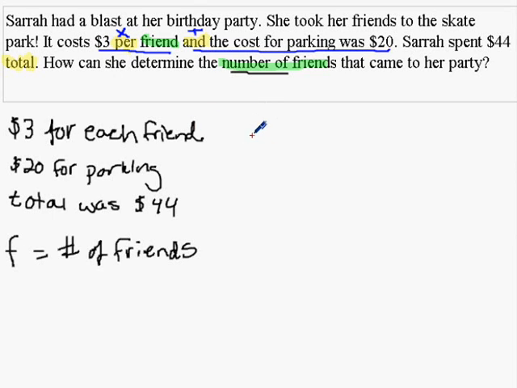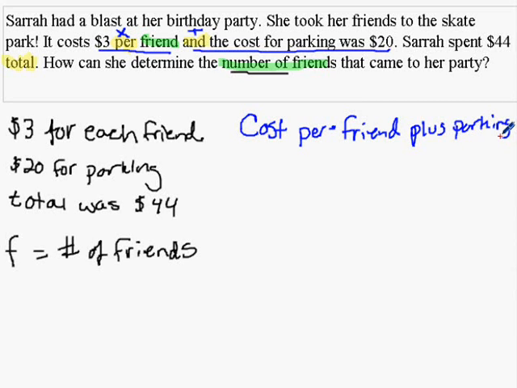So basically, to find our verbal model, it's going to be the cost per friend plus parking equals the total spent. And that's our verbal model.